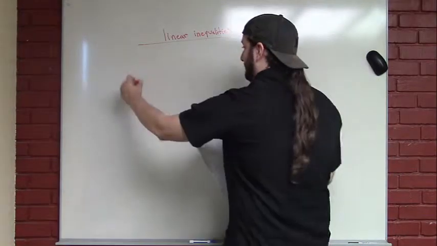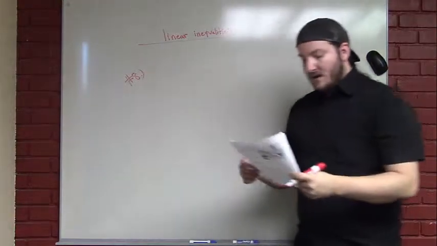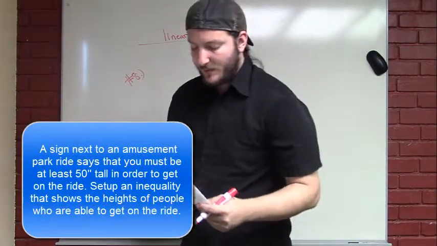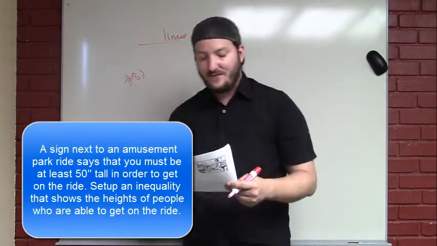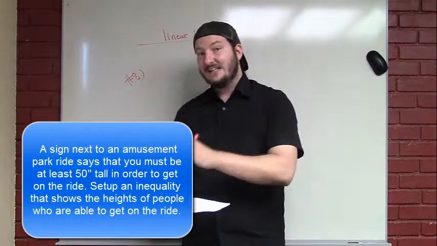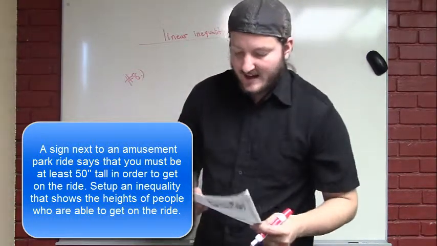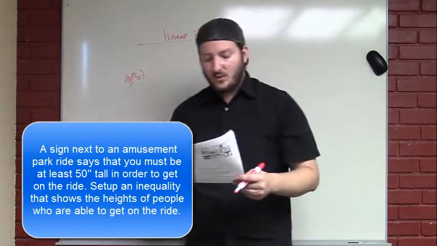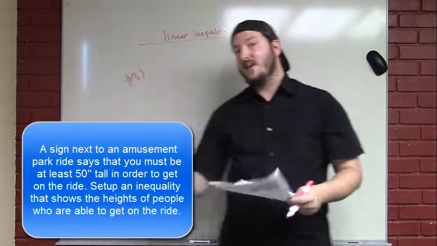Number 8. Okay. A sign next to an amusement park ride says that you must be at least 50 inches tall. At least 50 inches tall, okay? That's key right there. In order to get on the ride. Set up an inequality that shows the heights of people who are able to get on the ride.